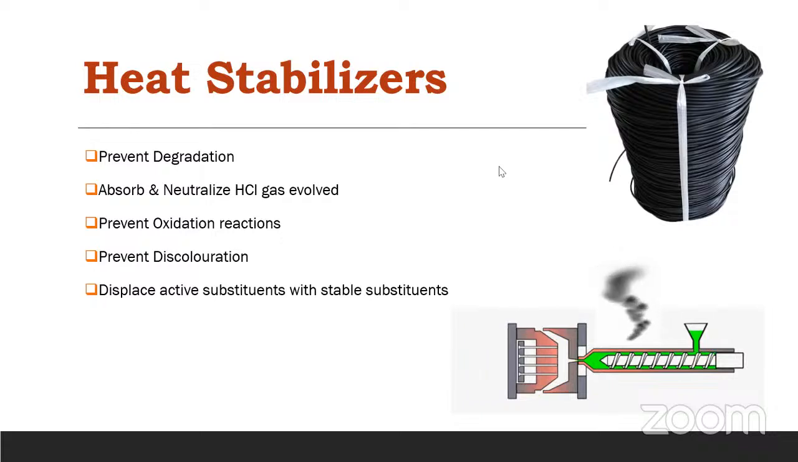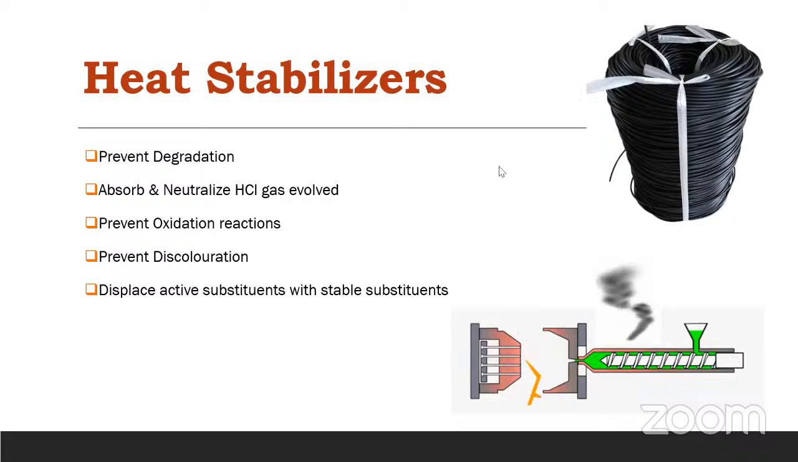Sorry to interrupt. Can you give us some more examples? Like you told us that in PVC, these heat stabilizers are used. So apart from PVC, are there any other polymers in which heat stabilizers are used?